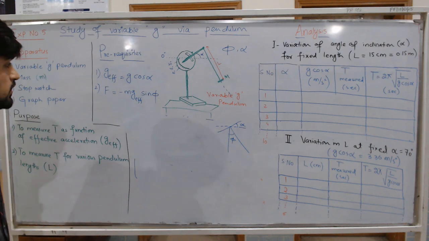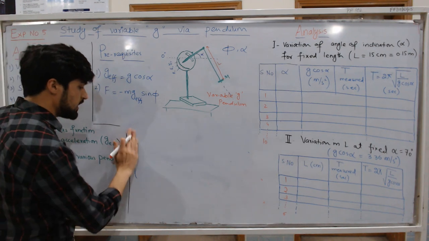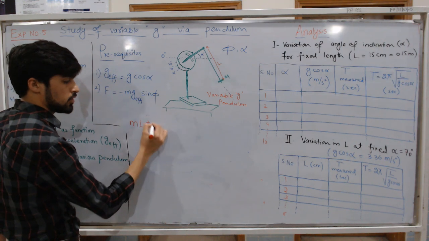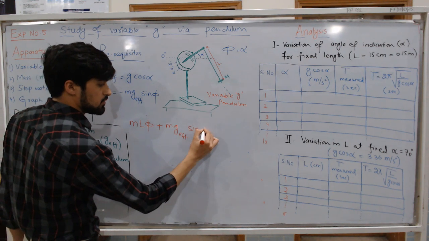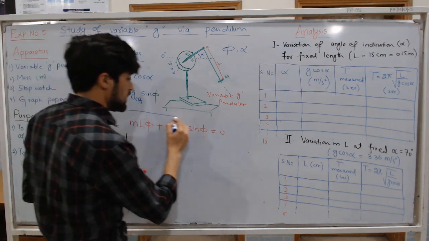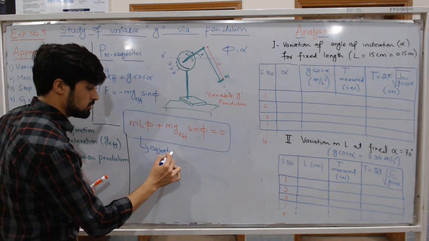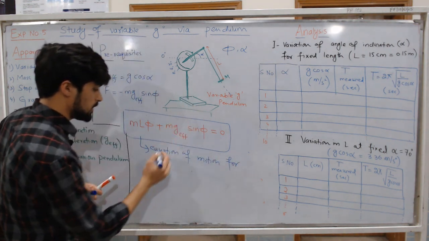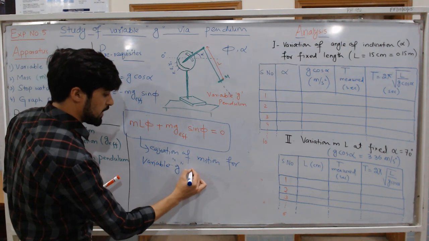Now if you see your manual, there will be a relation. The correct relation is m l phi double dot plus m g effective sine phi is equal to 0. This relation is written in your manual, and it represents the equation of motion for this pendulum, the variable g pendulum.